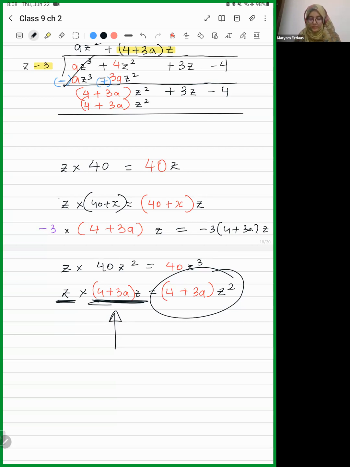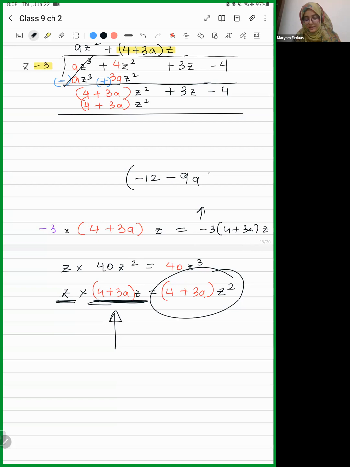Or you can open the bracket and multiply 3 with whatever is inside the bracket. So what will that become? Minus 3 will be multiplied with 4 and minus 3 will also be multiplied with 3a. Which property is this? Distributive property. Minus 3 multiplied by 4 is minus 12, and minus 3 multiplied by 3a is minus 9a, and then z.